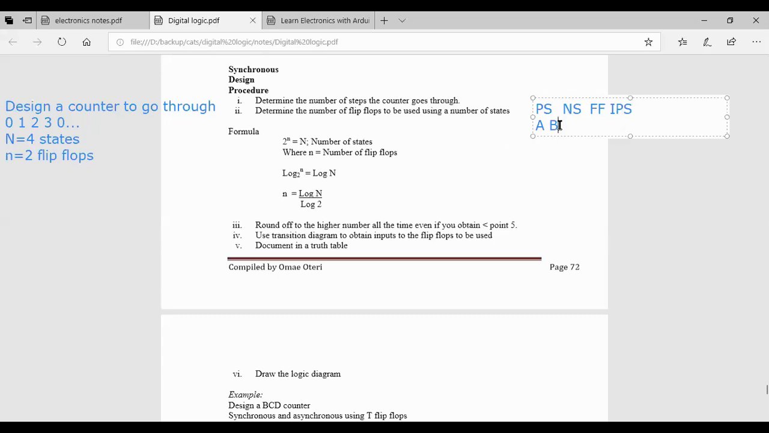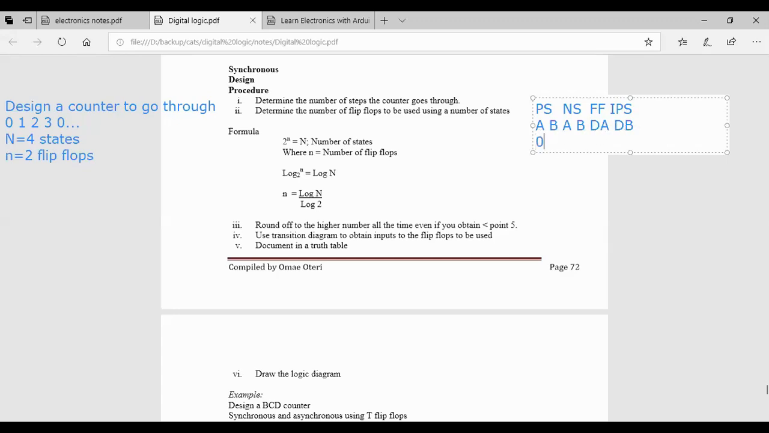So next state will still be AB. And flip-flop inputs, we're just going to call them DA and DB, because our flip-flops will be given by the 2 of them. So those 2 of them, the inputs, we call them DA and DB, because one flip-flop has 1 input.